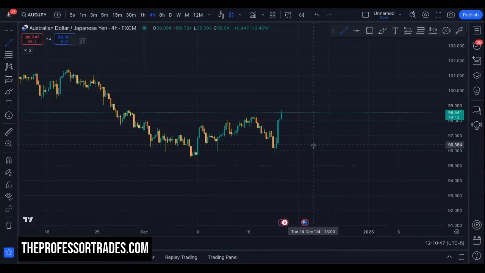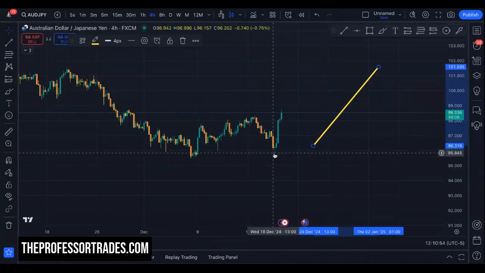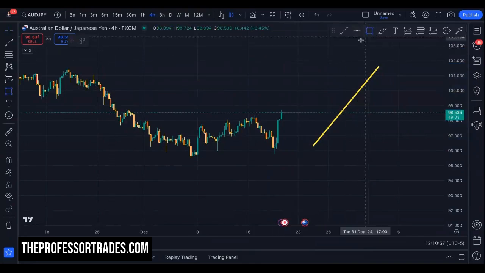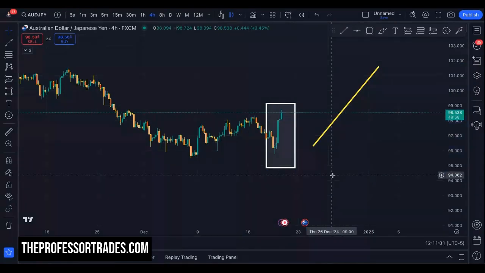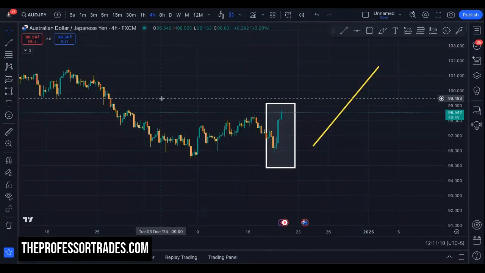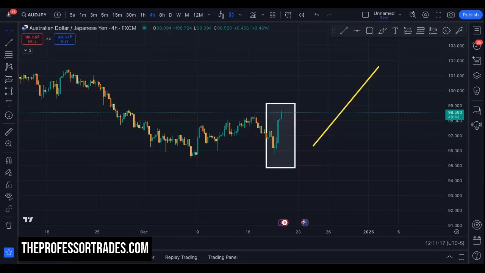the JPY. Let's go to my pendulum. Right now, based on the description that I just gave you, based on this 4-hour move right here, which of the currencies is the stronger currency right now between the Aussie dollar and the Japanese yen? Drop that in the comments. Which is the stronger currency right now?